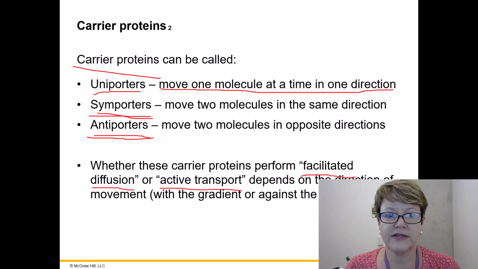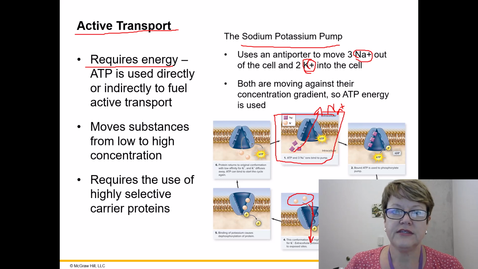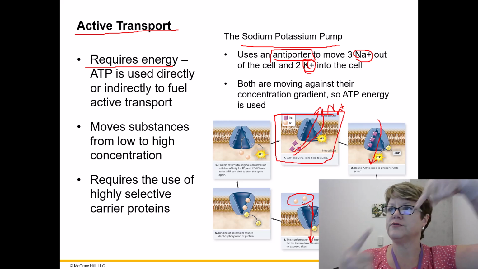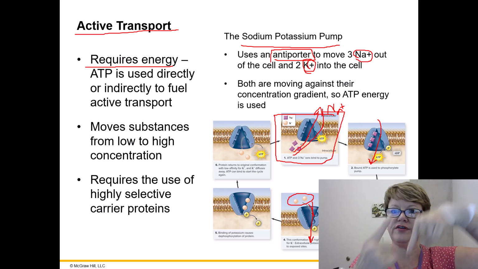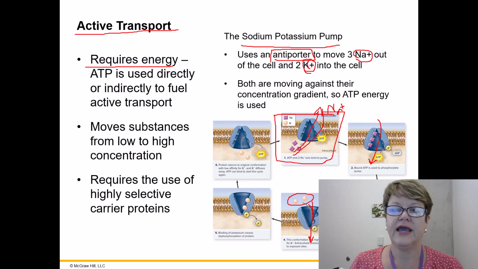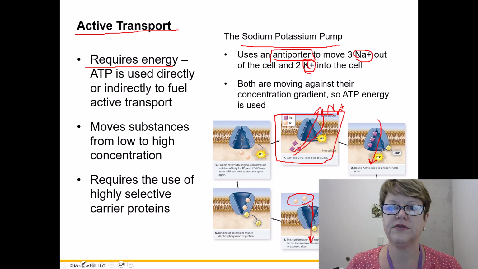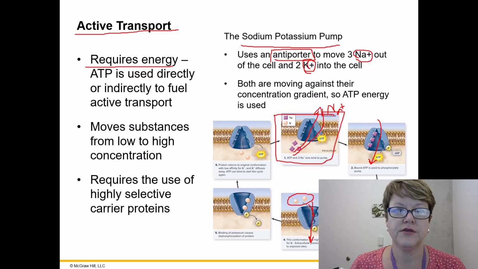And so I'm going to go back to this example. This is an antiporter because the sodium is being moved out ultimately, and the potassium is being moved in through the same channel protein. So that fits the definition of antiporter. And then kind of a separate consideration is that because both of them are moving against their gradient, it's also an active transport. So it's both.